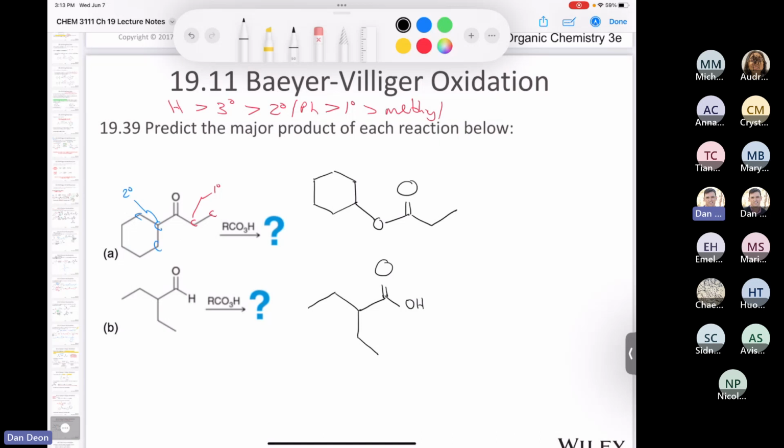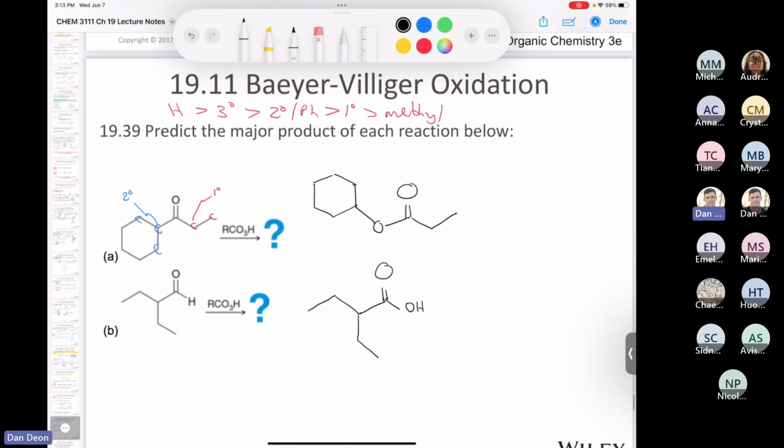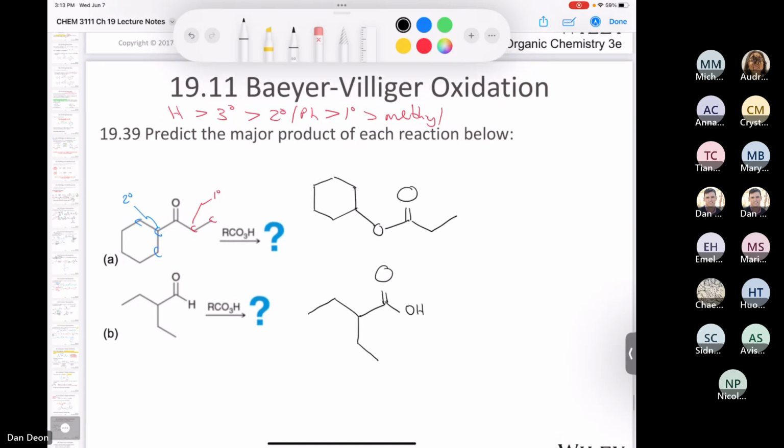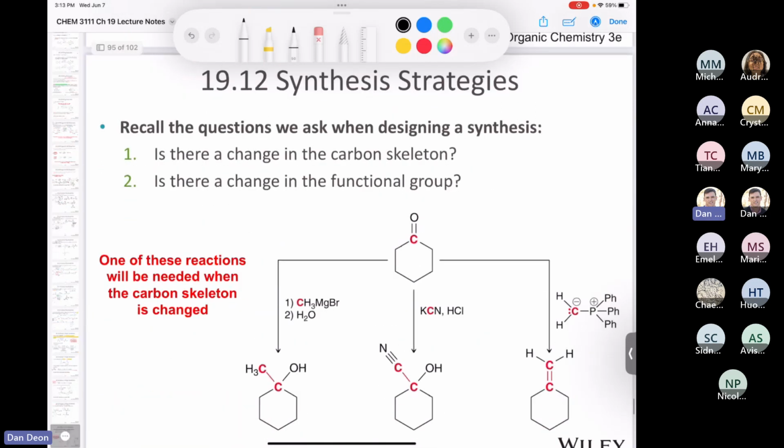So the Baeyer-Villiger reaction. Whenever I'm lecturing, I'm always thinking, have I ever done this reaction? I think the Baeyer-Villiger is one of the few things I haven't done. Baeyer-Villiger and ozonolysis, I don't think I've ever done that either. All right, anyhow, so let's get into synthesis strategy.